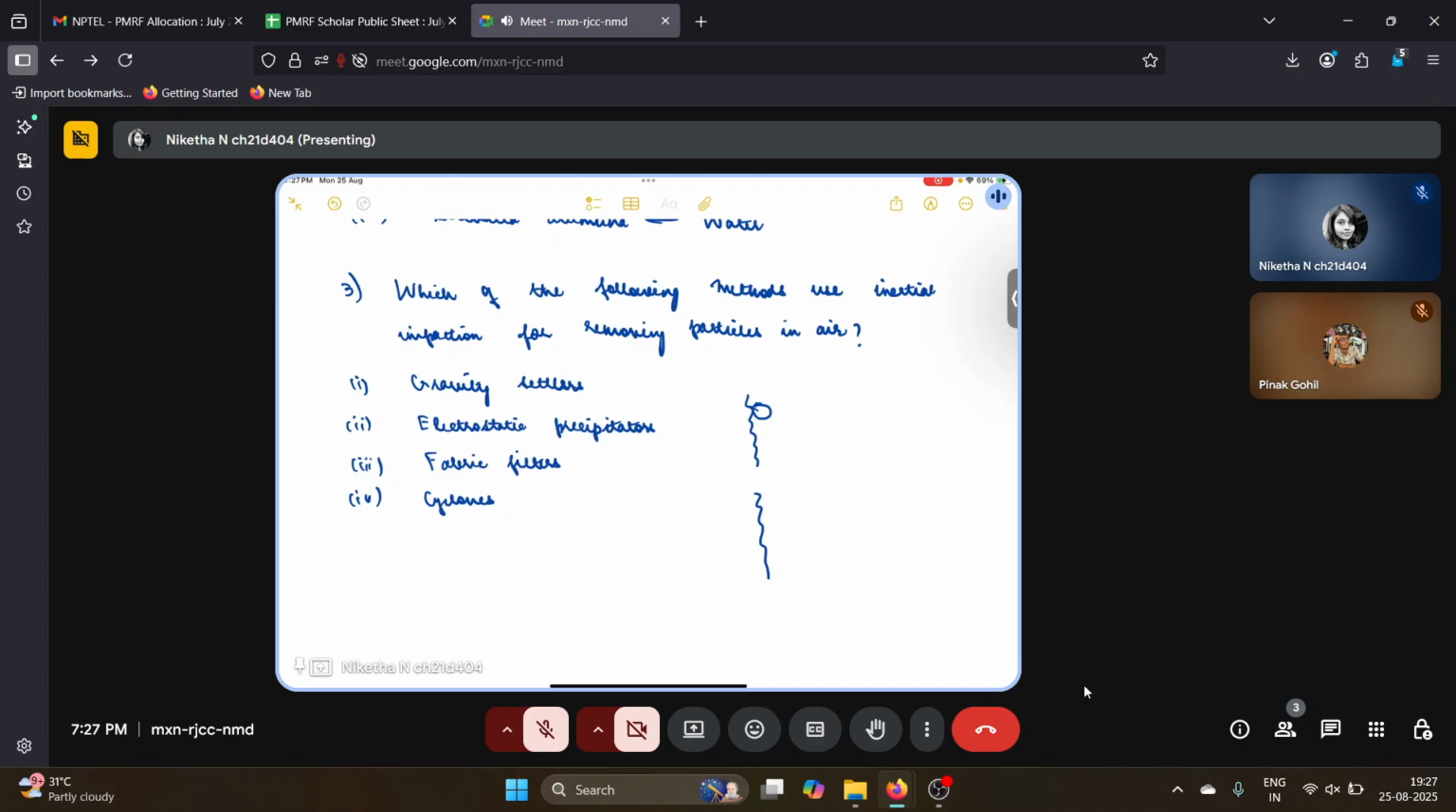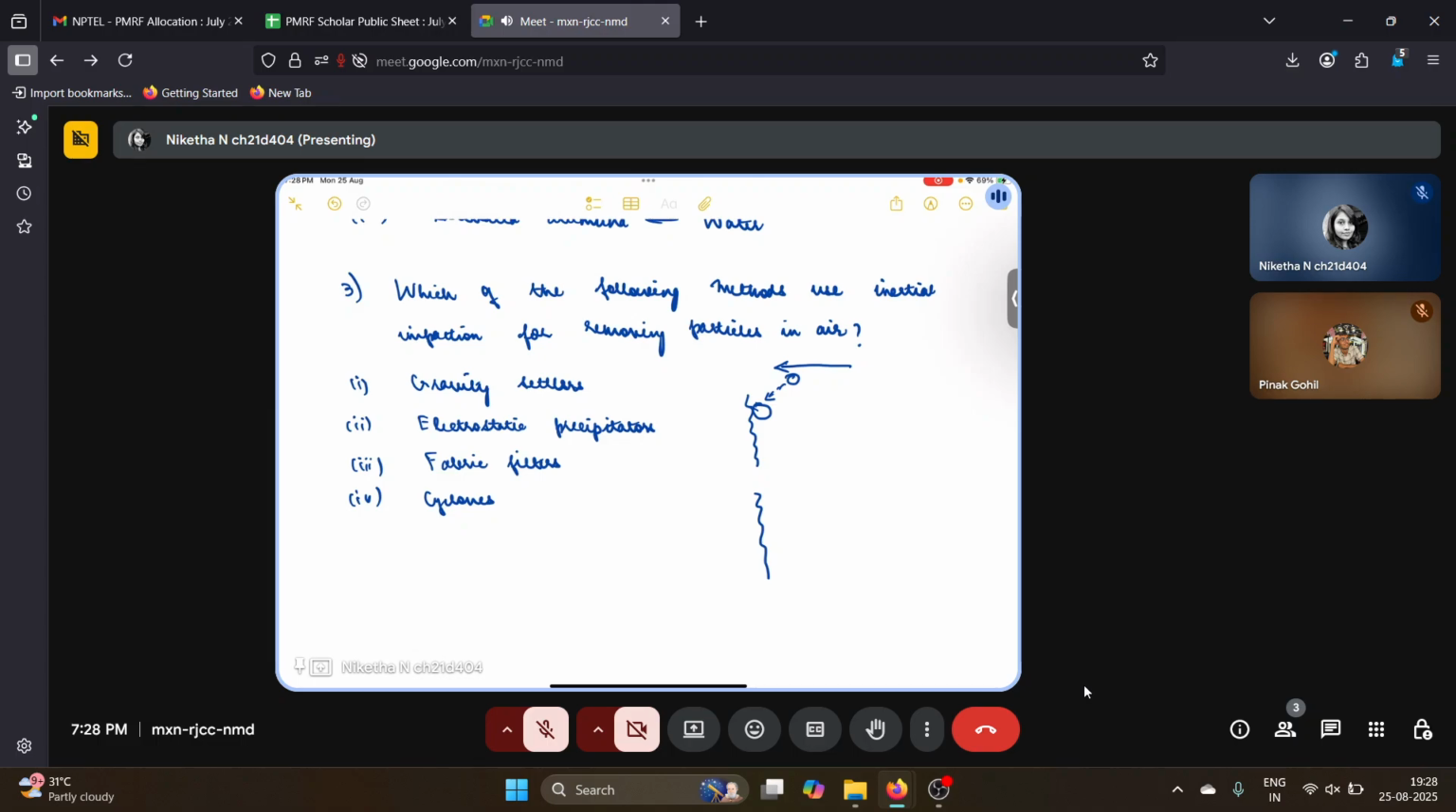So because of inertial forces, when the flow is in this direction, if the particle is slightly heavy and the airflow velocity is also low, what happens? The particle will tend to come downwards. So when that happens, it will tend to get attached to the surface here. So that is because of impaction. That creates an impact and the particle tends to attach to the surface.